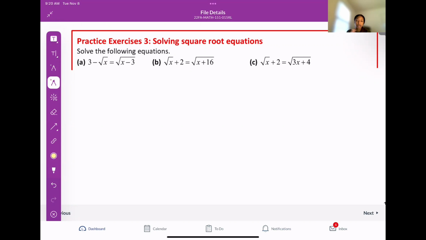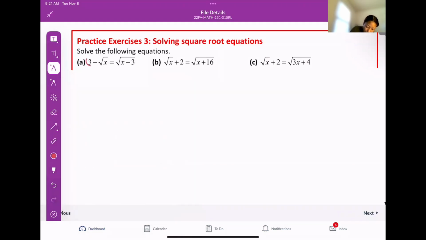For example 3 here, we're solving square root equations still, but this time we have square roots on both sides of the equation. So let's see how that works out. If you have square roots on both sides of your equation, you want to isolate one of the square roots. If one of them's isolated, like in part A, 3 minus the square root of x equals the square root of x minus 3, the right-hand side of the equation is isolated. So then we can go straight to squaring both sides.